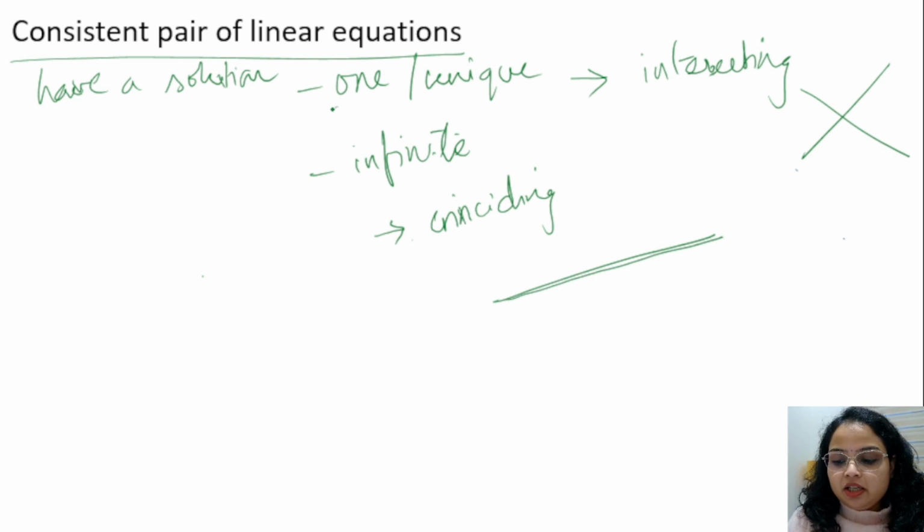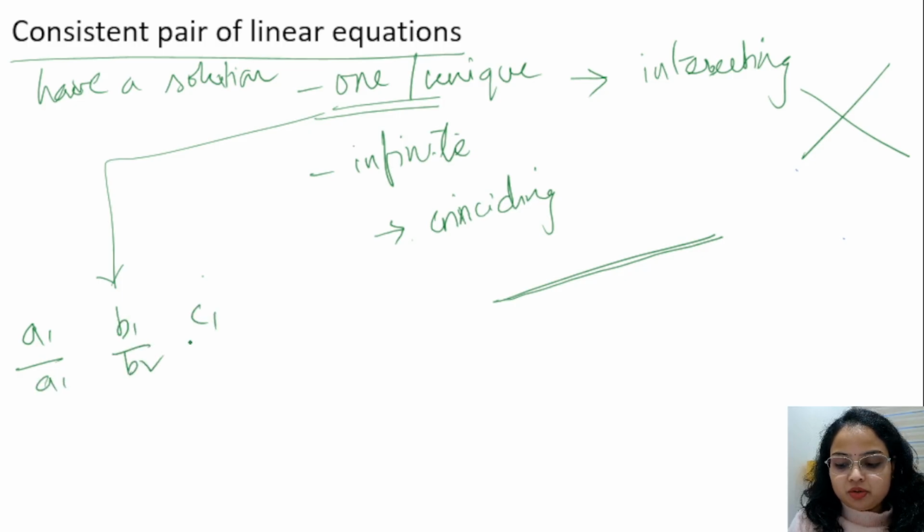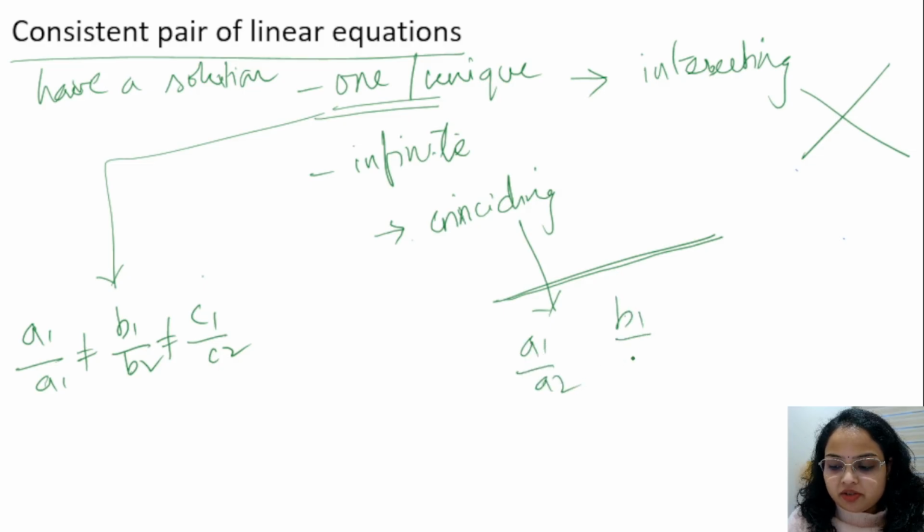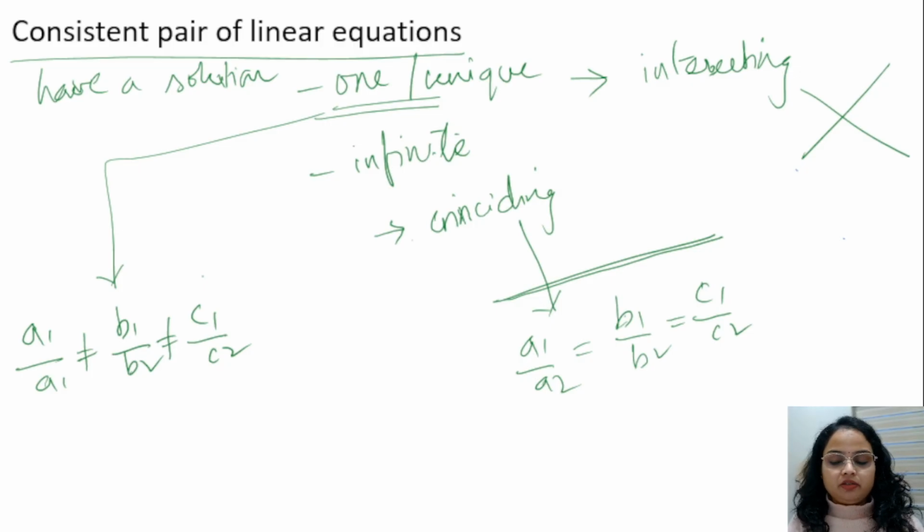If it has a unique solution, what is the condition? We take the ratios a1 by a2, b1 by b2 and c1 by c2. In case of a unique solution, these three ratios are not equal. And what about coinciding lines? We take the three ratios a1 by a2, b1 by b2 and c1 by c2. All three ratios are equal when the two lines are coinciding, when the two lines have infinite solutions. These are consistent pair of linear equations.